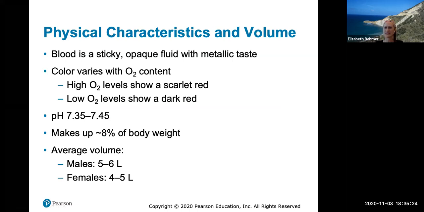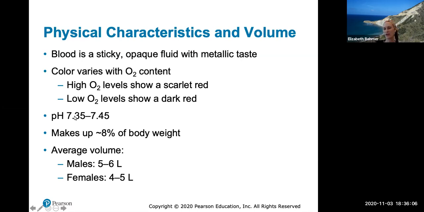Some physical characteristics: it's sticky, it's an opaque fluid, so you can't see through it, and it has a metallic taste. The color will vary with oxygen content. So high oxygen levels will show a scarlet red, and low oxygen levels show a dark red. So that's kind of this idea of where we color arteries red and veins blue in drawings, because there is a difference in color between blood vessels that are high in oxygen or low in oxygen. And I shouldn't say that, because some veins are high in oxygen, and those are your pulmonary veins that come from your lungs. But that's the idea of where this color scheme comes in.